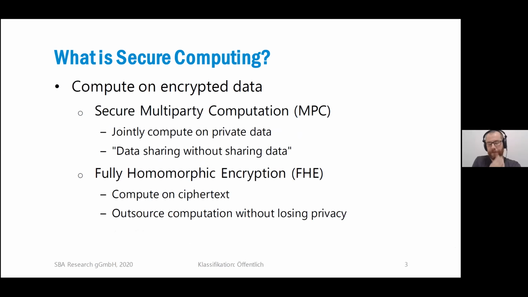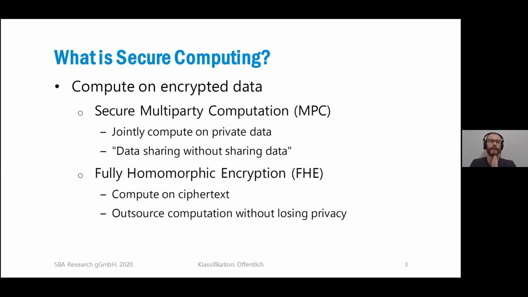So first, what is secure computing? Basically, it means you compute on encrypted data. And inside of secure computing, there are two different paradigms. One is called secure multi-party computation, where multiple parties or entities, it can be companies, people, anything that's a computer or a server, engages in a protocol, and then together you jointly compute on private data.